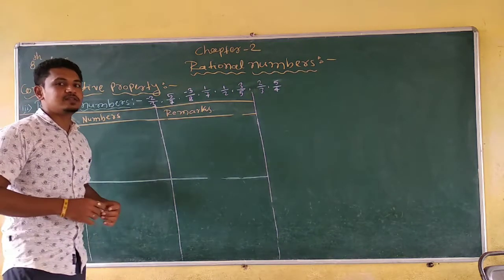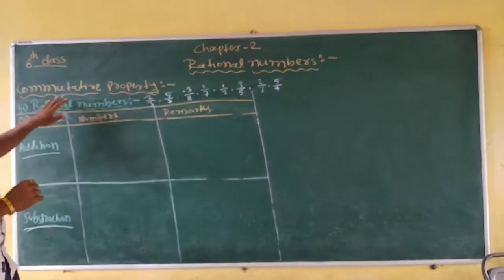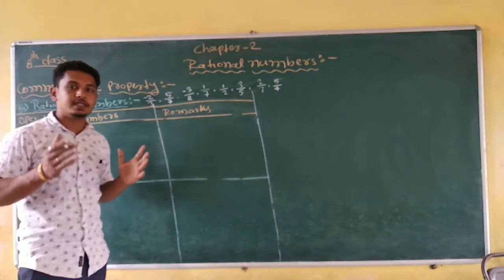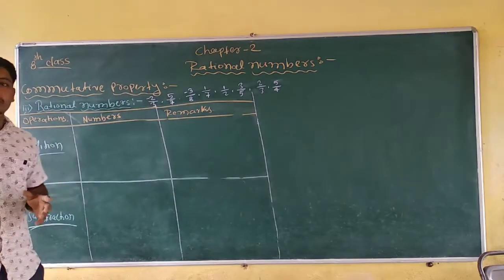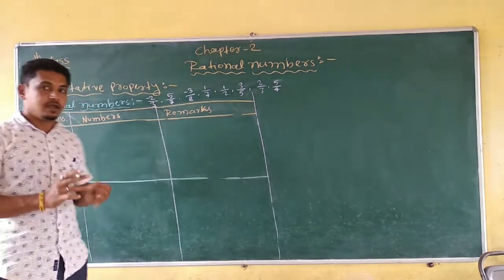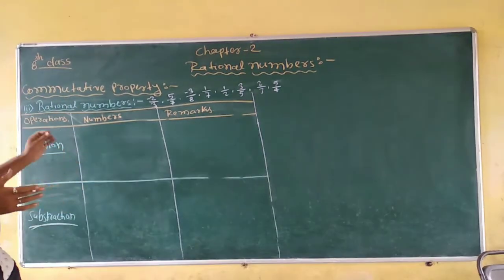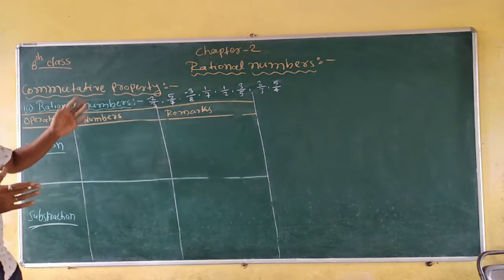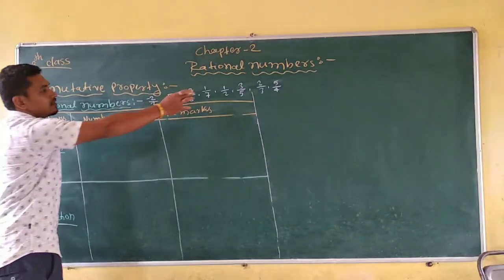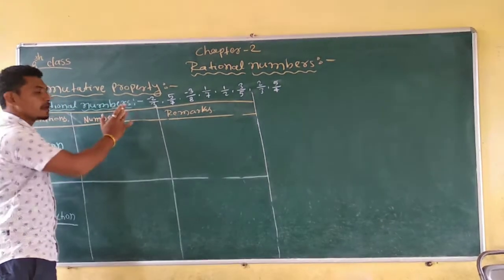So hello my dear students, today in this class we have to discuss the commutative property for rational numbers. In an earlier class we have already studied the commutative property for whole numbers, natural numbers and integers. Now in this class we have to study the commutative property for rational numbers. These are some examples of rational numbers.